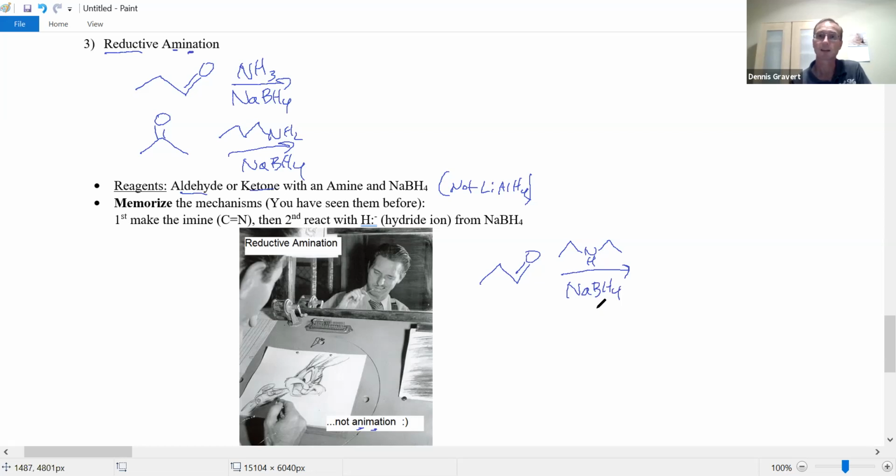Okay, so what's the product of these reactions? Well, they're going to be amines, but how do we understand it? Well, let's review two older reactions from Unit 2. Okay, so let's look at this one. It's an aldehyde reacting with ammonia and sodium borohydride. So let's split it up.